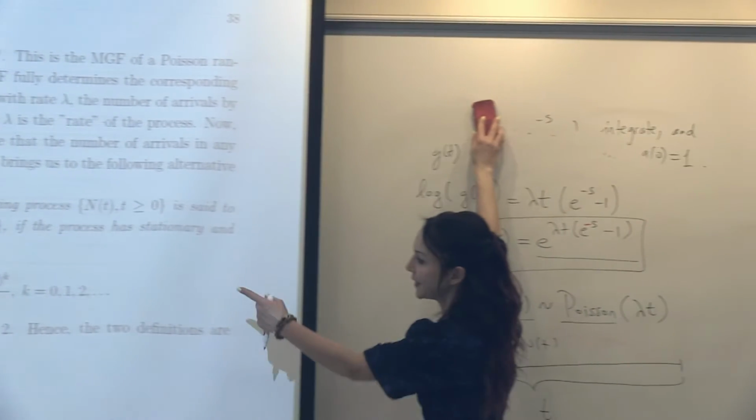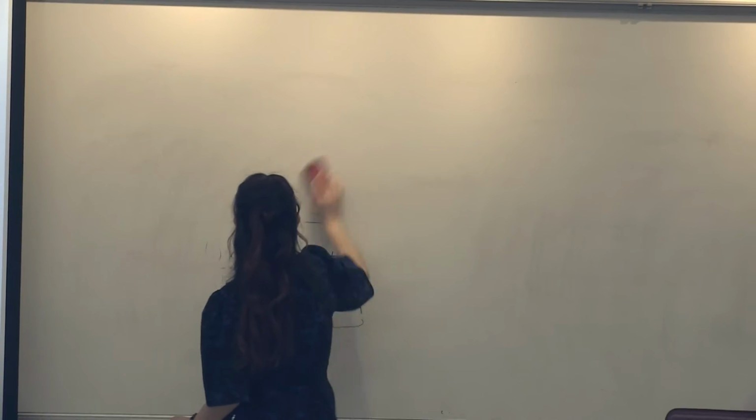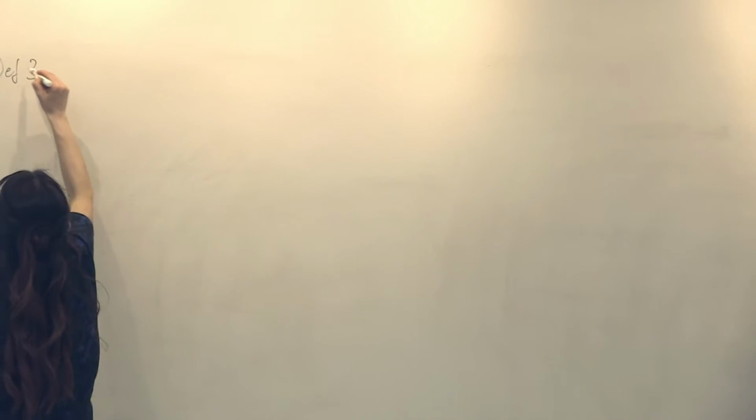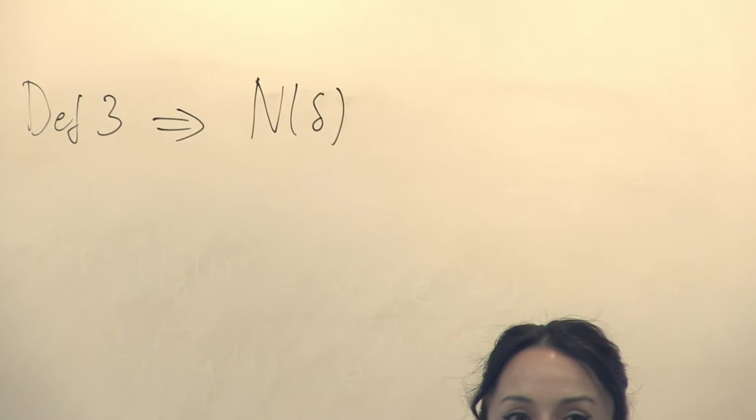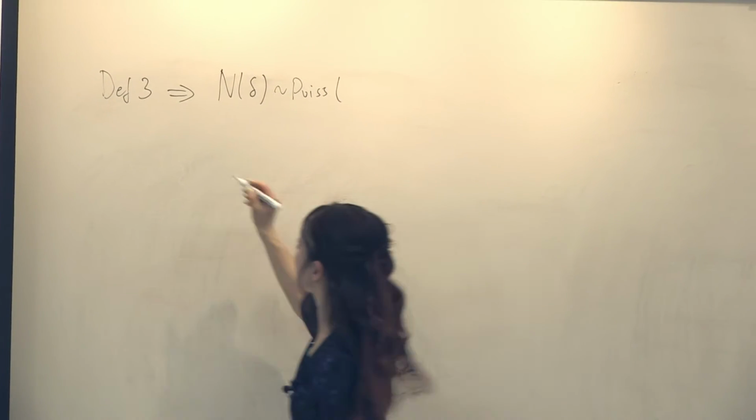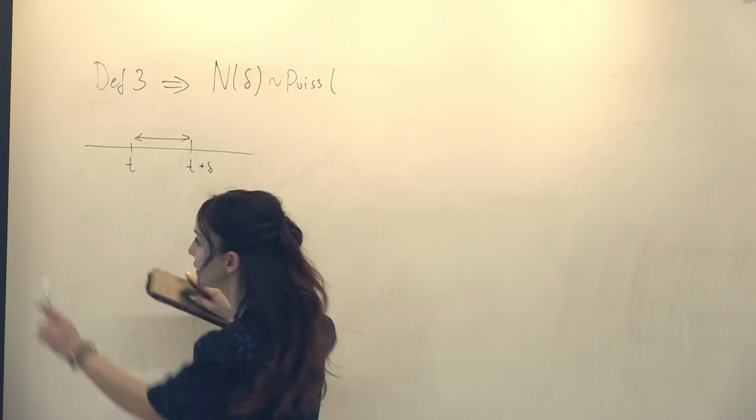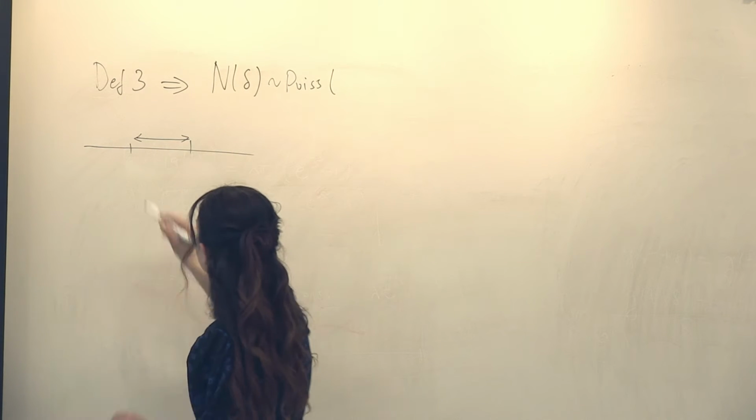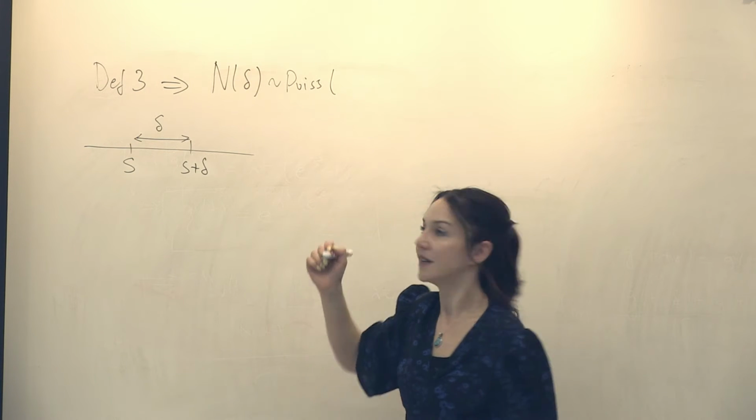Very easy, right? Just plug delta into the Poisson. Definition 3 says that N of delta, over the interval s to s plus delta, of size delta, is Poisson with mean what? Lambda delta.